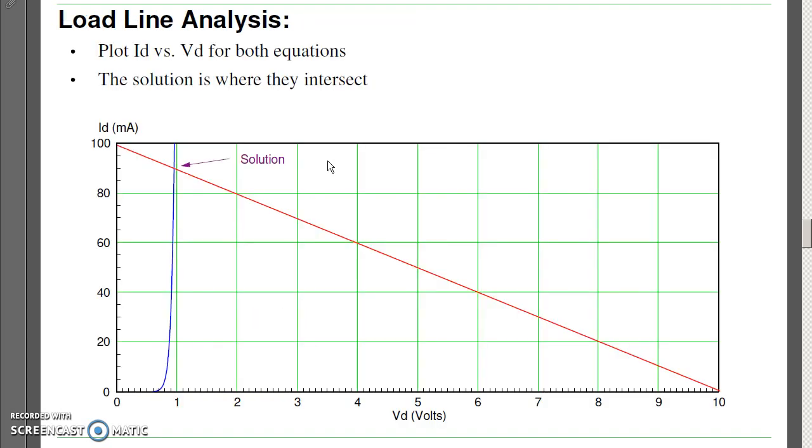One way to solve these, since they're nonlinear, is called load line analysis. I draw the VI characteristics for a diode, that was my first equation, then draw the second equation, that is 10 volts is Vd plus 100 ID, which gives you a straight line, called the load line. The intersection is the solution. In this case, the solution is right around 0.9 volts at about 90 milliamps.